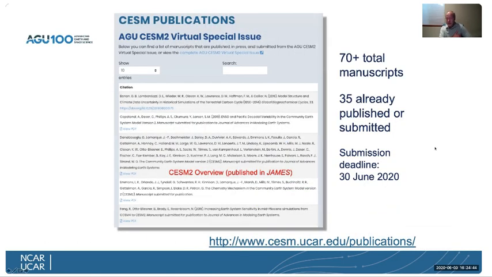If you're interested in looking at some of the analysis, we have essentially arranged for an AGU CESM2 virtual special issue. And we are also providing these manuscripts from our own website, and that's given here. We are anticipating more than 70 total manuscripts, and we are about halfway there. So far, 35 plus manuscripts either have been already published or submitted.